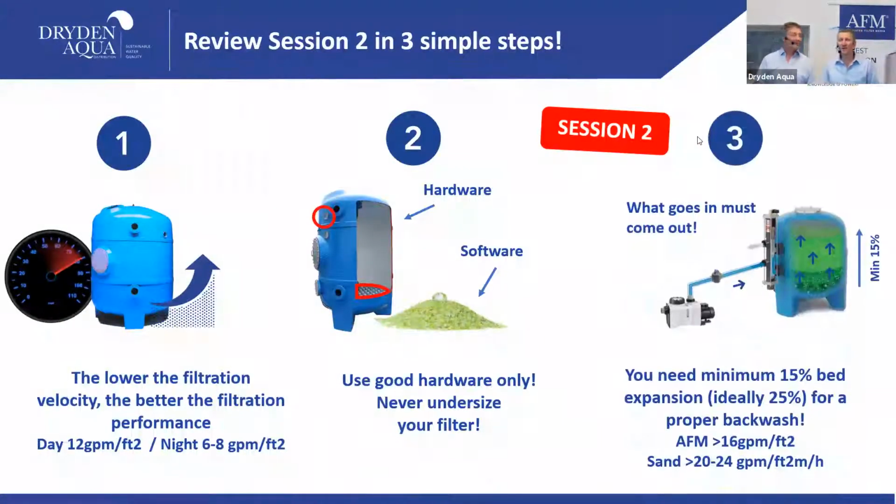Summary of session 2 in 3 simple steps. Step number 1: the lower the filtration velocity, the better the filtration performance. We would suggest 12 gallons per minute daytime, 9 to 8 gallons per minute nighttime. Step number 2, remember software and hardware. You need good software and good hardware to have a great system.